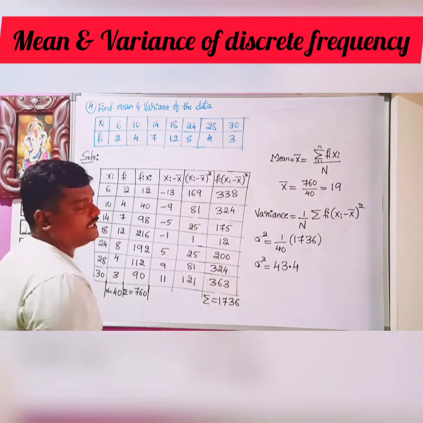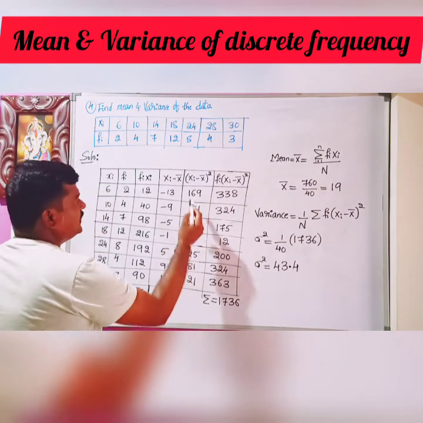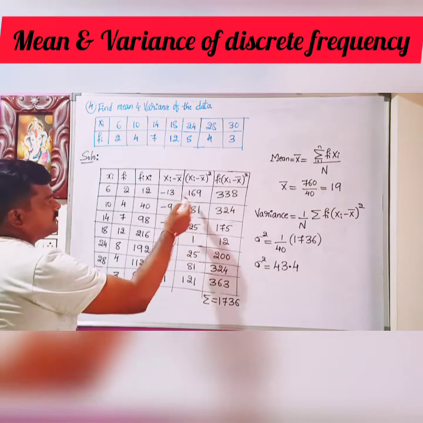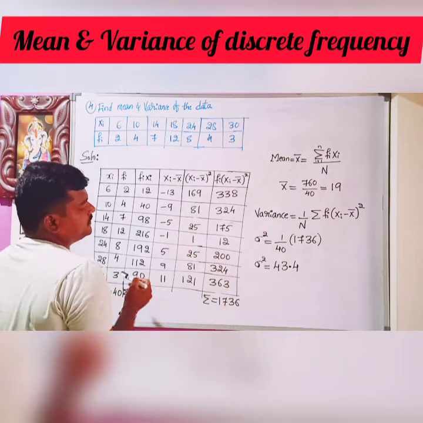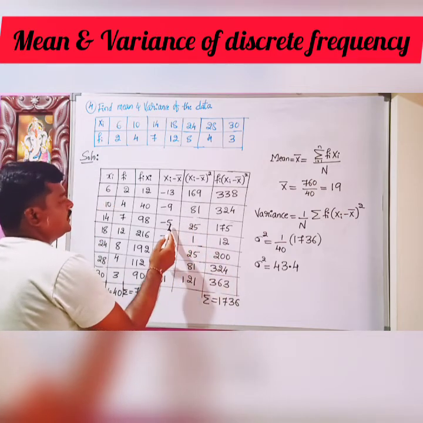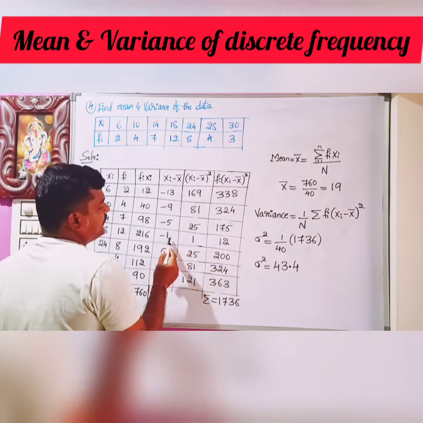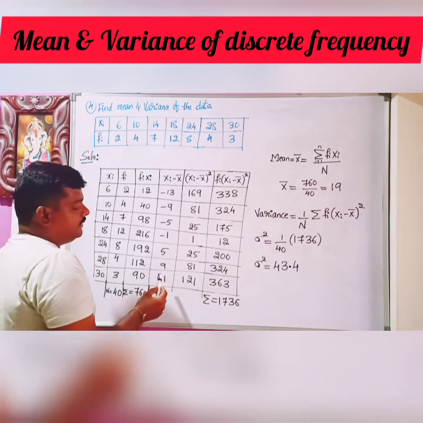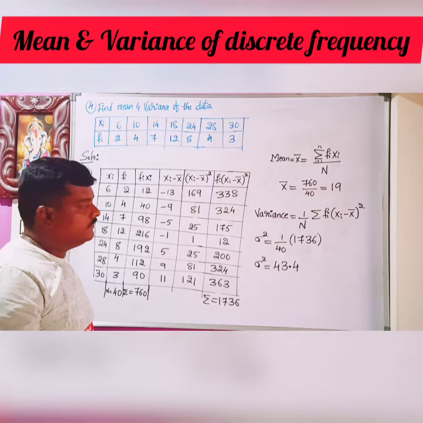Minus 13 square is positive, since the square of a negative is also positive. Minus 13 square is 169. Minus 9 square is 81. 5 square is 25. 1 square is 1. 5 square is 25, 9 square is 81 and 11 square is 121.